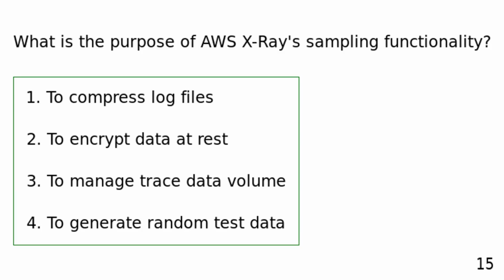What is the purpose of AWS X-Ray sampling functionality? To compress log files. To encrypt data at rest. To manage trace data volume. To generate random test data.